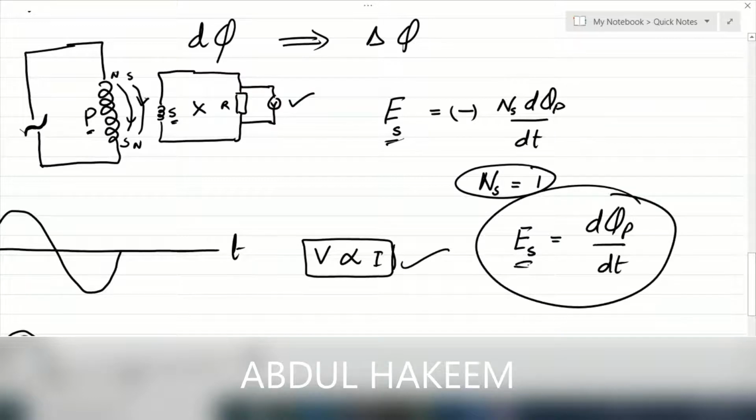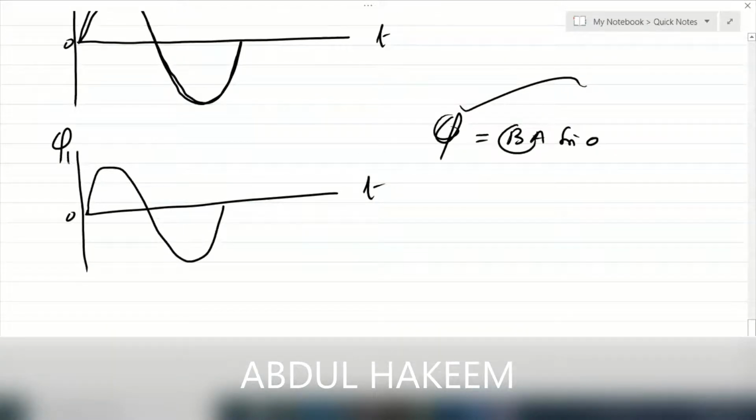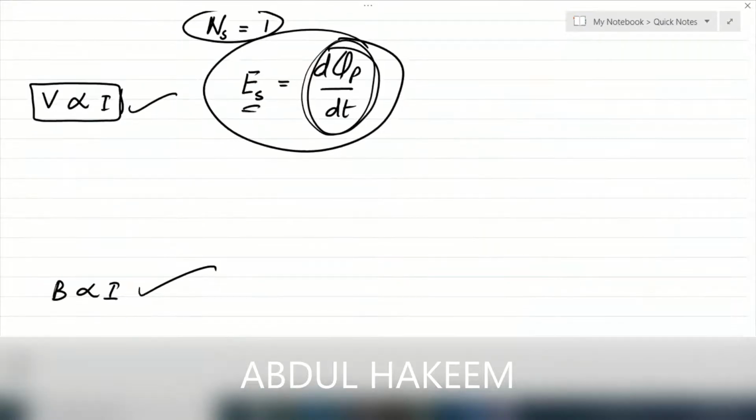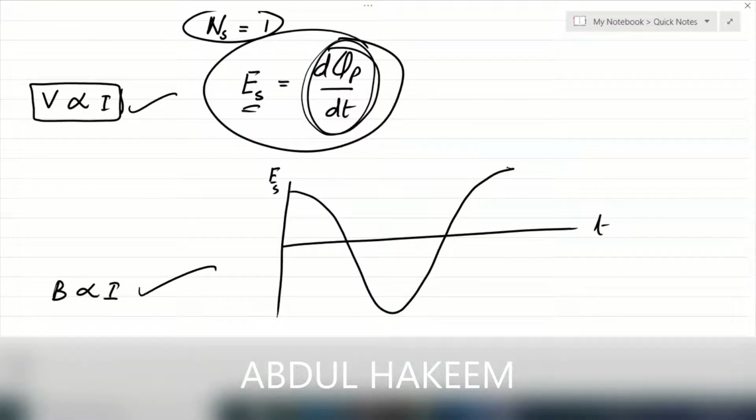So induced EMF is the gradient of the flux-time graph, because d phi p over dt is the gradient of the flux and time graph. So this is the flux of the primary. This is a sine wave, and the gradient of the sine wave is the cos wave. So EMF induced in the secondary coil against time will be the cos graph. This is the graph for induced EMF in the secondary coil.